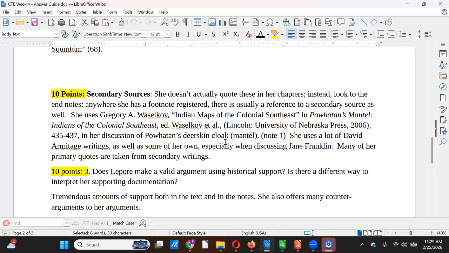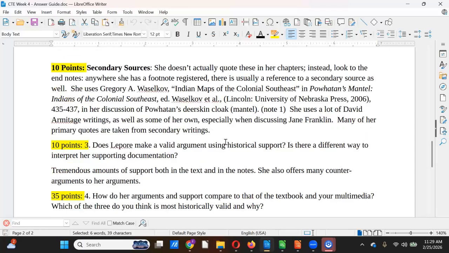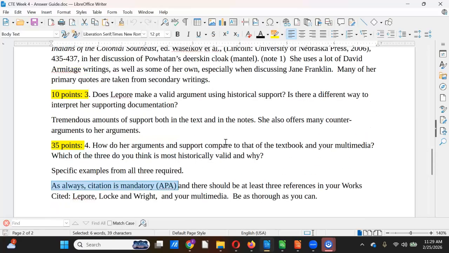All right. Does Lepore make a valid argument using historical support? Is there a different way to interpret her supporting documentation? And the answer to this is yes, but also yes. She demonstrates a lot of it, and she gives a lot of examples of that, and you needed to give me examples of that as well.